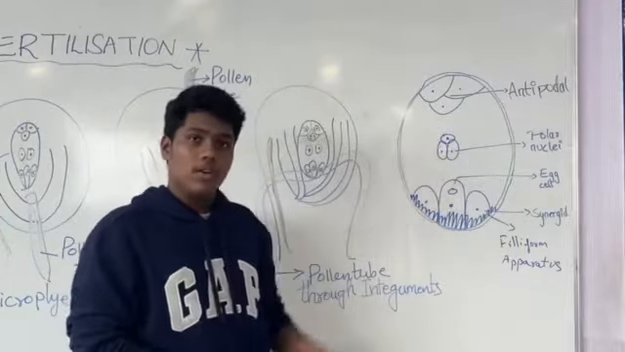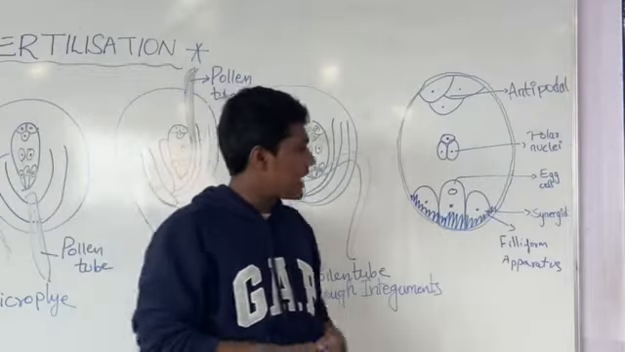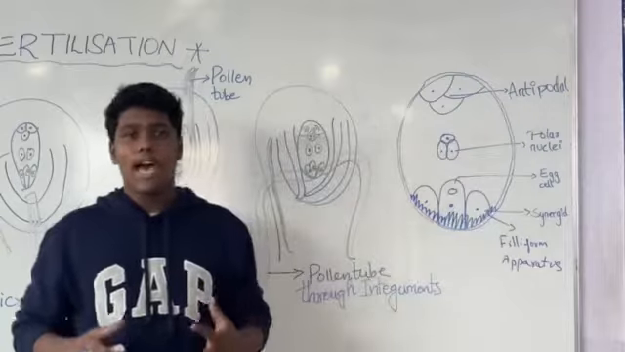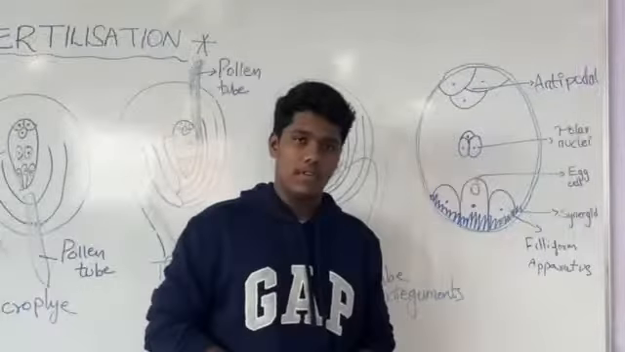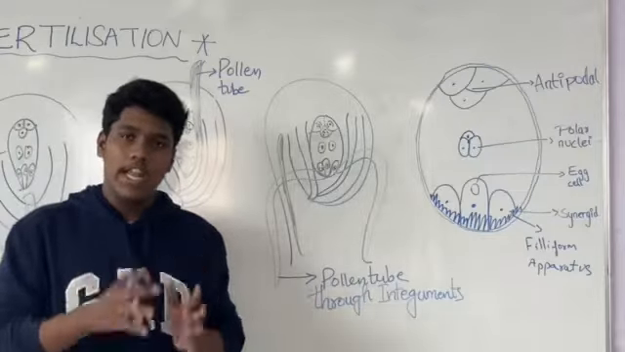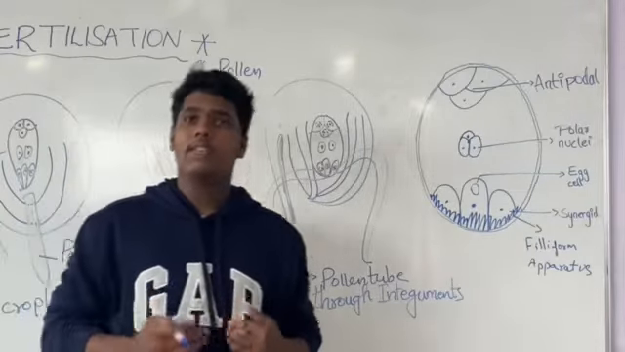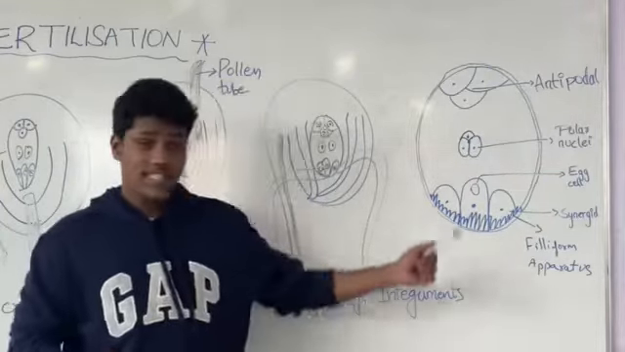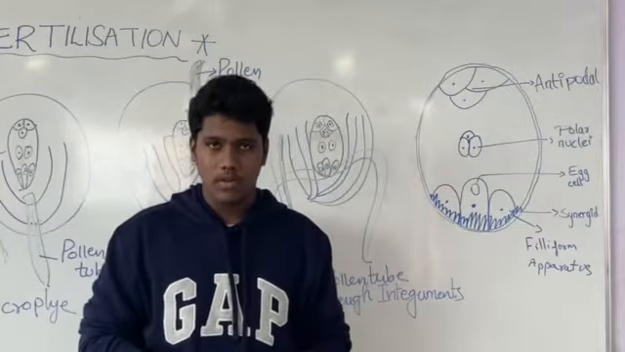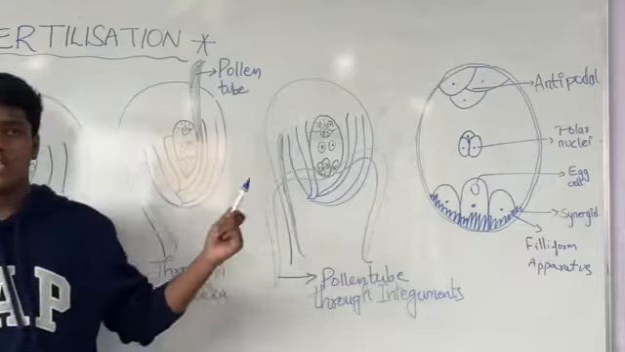Since two types of fertilization are occurring, that is triple fusion and syngamy, it is termed as double fertilization. In the process of double fertilization, the primary endosperm nucleus develops into the endosperm cell, which later develops into the endosperm. The egg cell, which developed into a zygote, later develops into an embryo. This is the process of fertilization in an angiosperm.